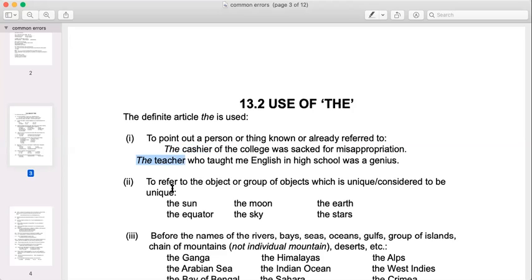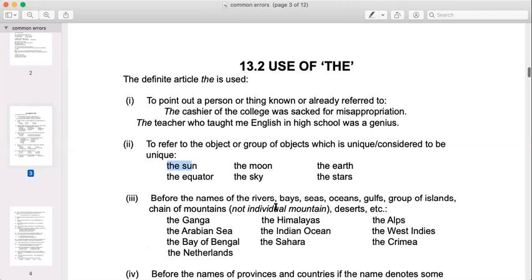Second use is to refer to the object or group of objects which are unique or considered to be unique, like the sun, the moon, the equator, the sky, the earth, etc. So these are the unique objects of the universe.